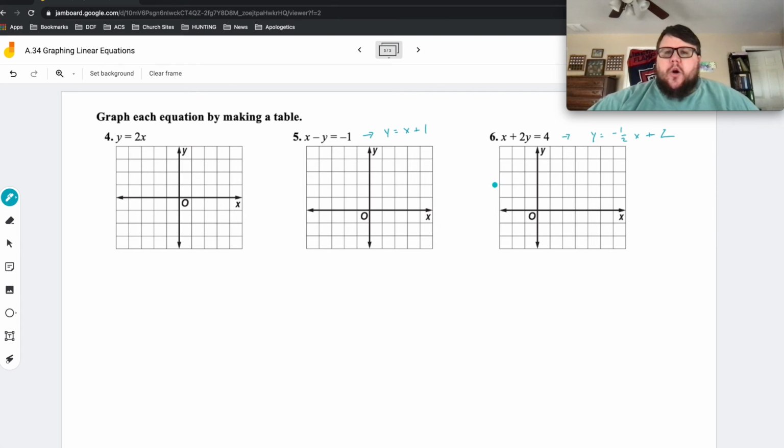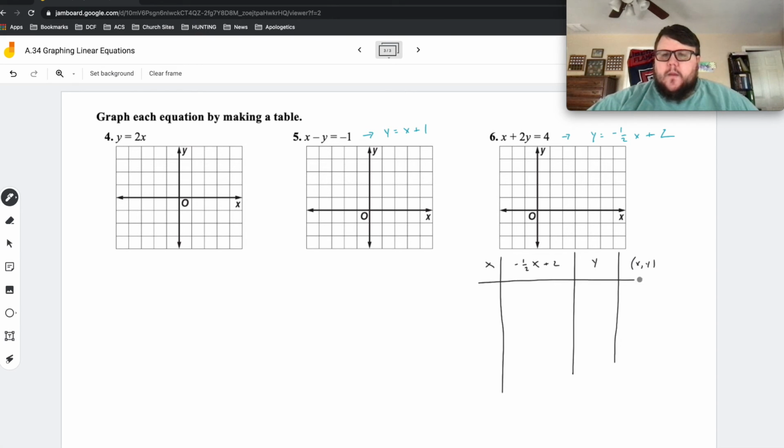Alright? And so I'm going to choose to do number 6 with you guys, actually. So I'm going to say x, negative 1/2 x plus 2. That's where I'm going to plug in my x value. And whatever I'm left with is my y. And then my coordinate pair, x, y. And my values for x that I'm going to choose are negative 1, 0, and 1. I'm just going to choose 3 values.